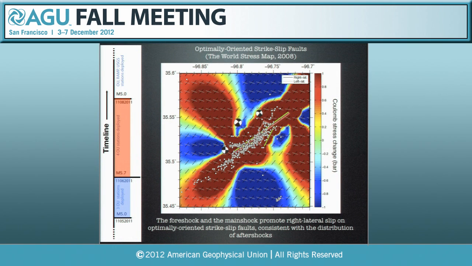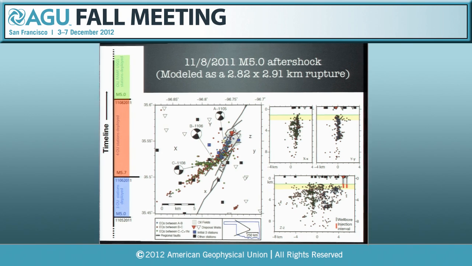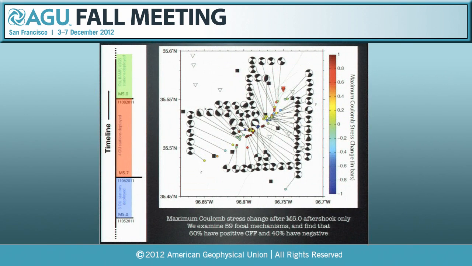If we look at optimally oriented fault planes, the foreshock and the main shock seem to promote right lateral strike slip failure on the aftershocks. If we look at the events in green, and again, this aftershock was modeled by approximately a 3 kilometer rupture. If we look at the nodal planes, we were able to examine 59 focal mechanisms, and we see that 60% have positive change in the Coulomb fault failure, and 40% have negative when we just look at what would happen if it was just the aftershock alone.